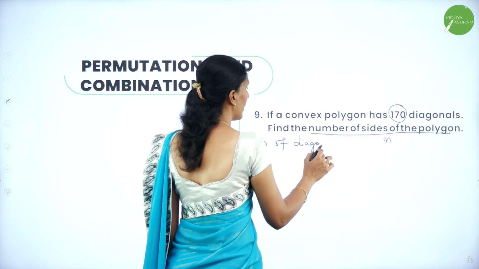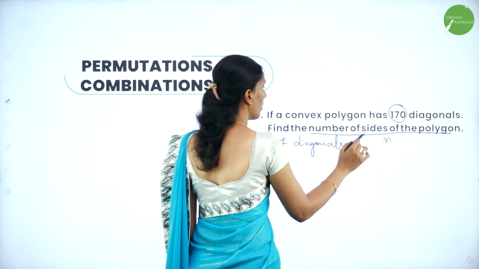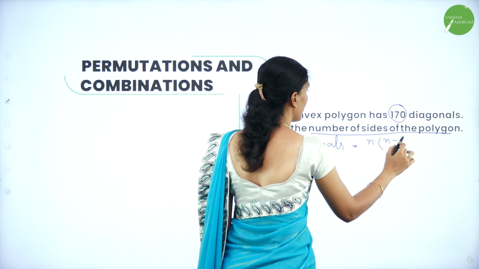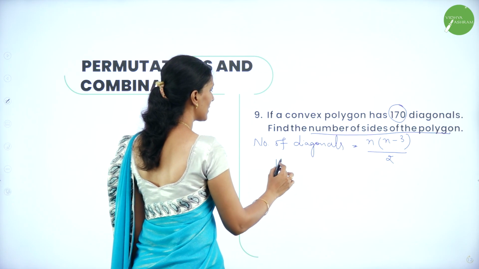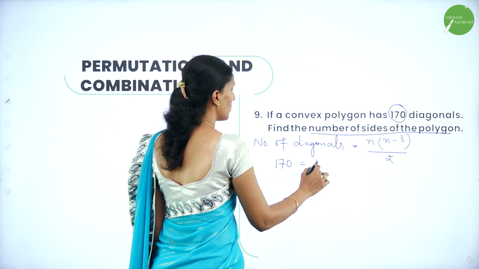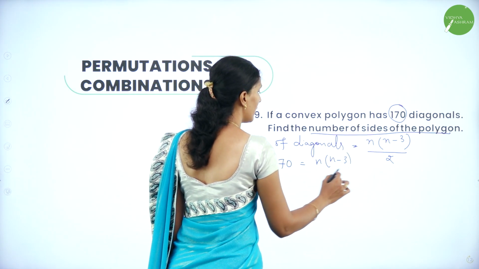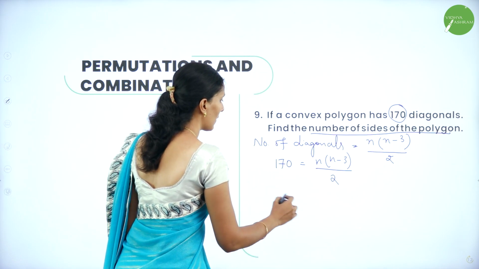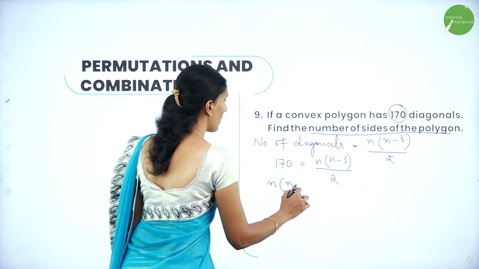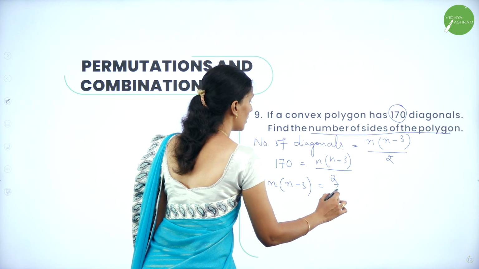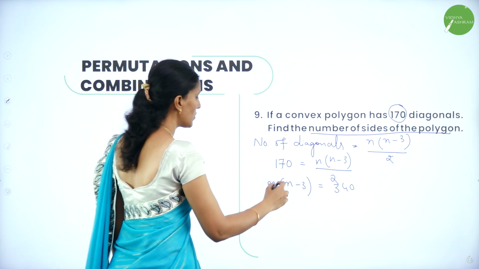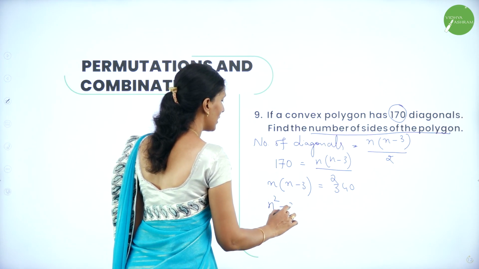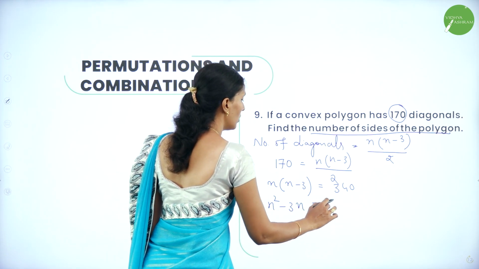The number of diagonals in a polygon is n into n minus 3 divided by 2. The number of diagonals is given as 170. So n into n minus 3 divided by 2 equals 170. Cross multiply, and you will get n into n minus 3 is equal to 340. This will be n square minus 3n, which is equal to 340.